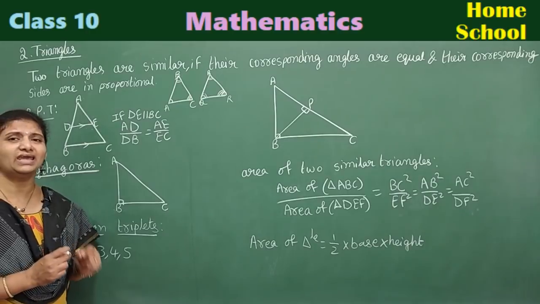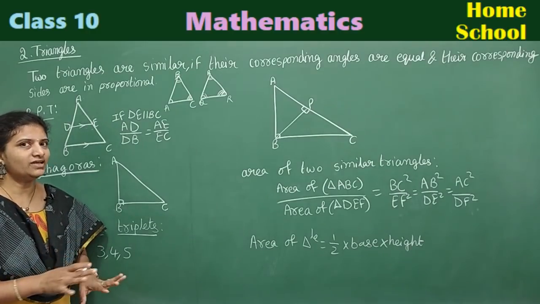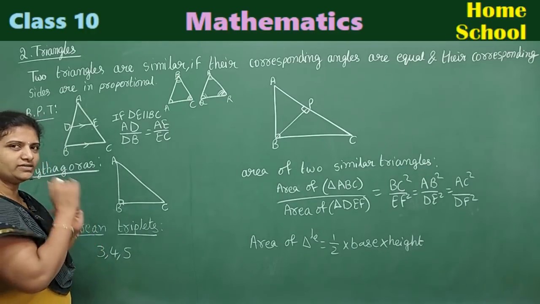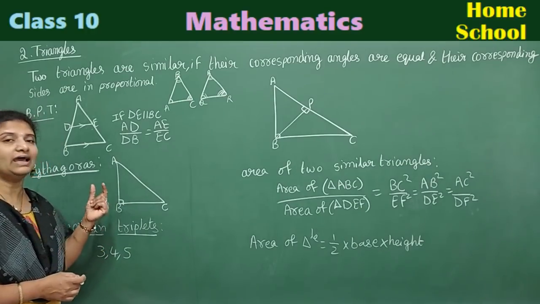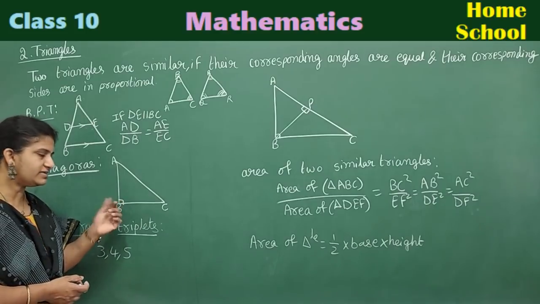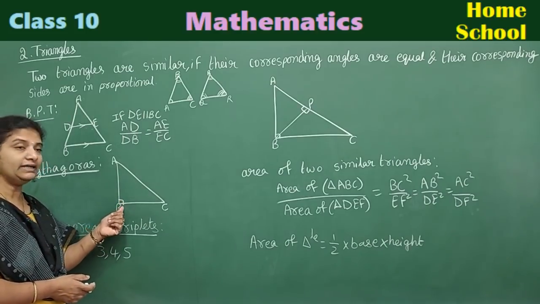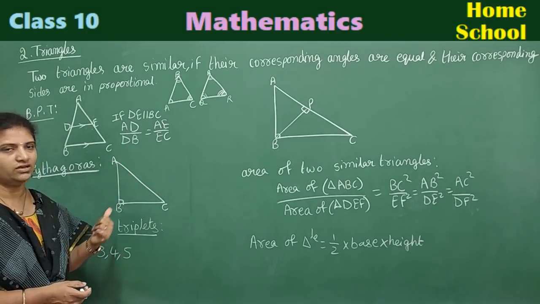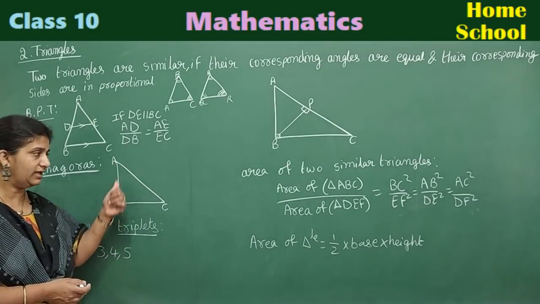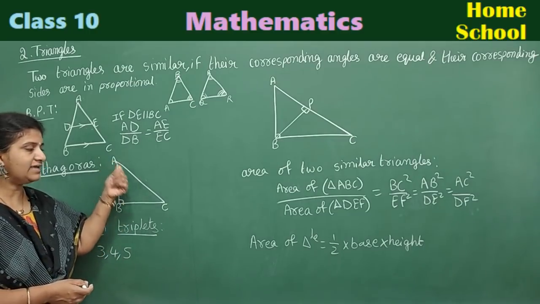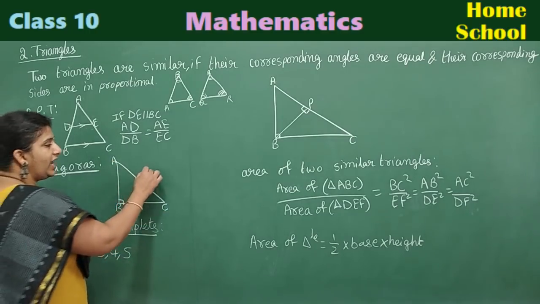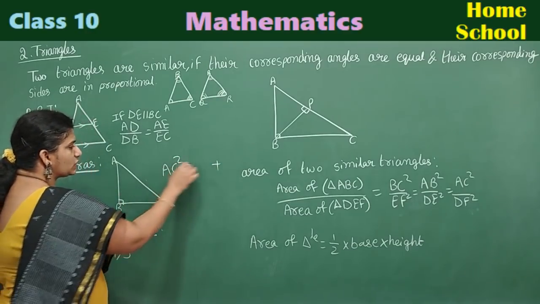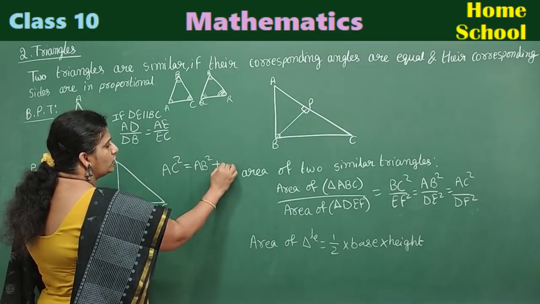Pythagoras theorem is very important for us, but this year there are no theorems, only multiple choice questions. So, what is this theorem? In a right-angled triangle, this is the right angle, right? In a right-angled triangle, the square of the hypotenuse. Where is the hypotenuse for this triangle? This is the hypotenuse. AC is the hypotenuse. The square of the hypotenuse is equal to the sum of the squares of the other two sides.